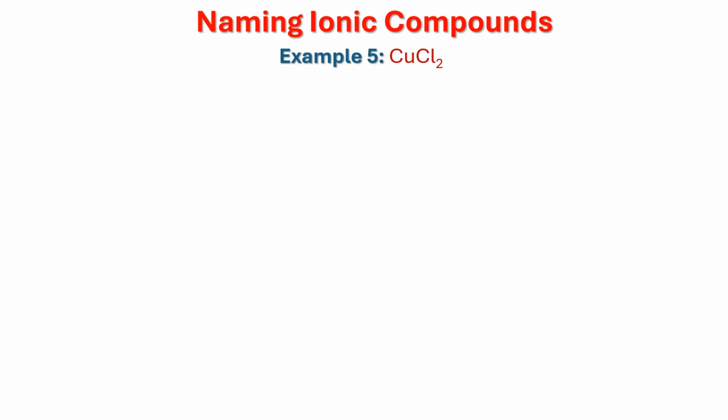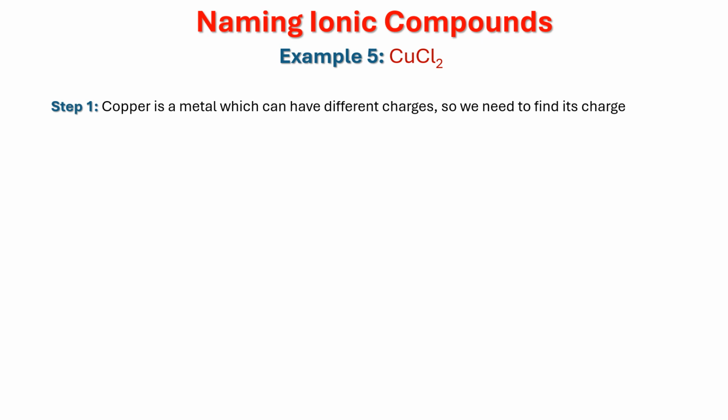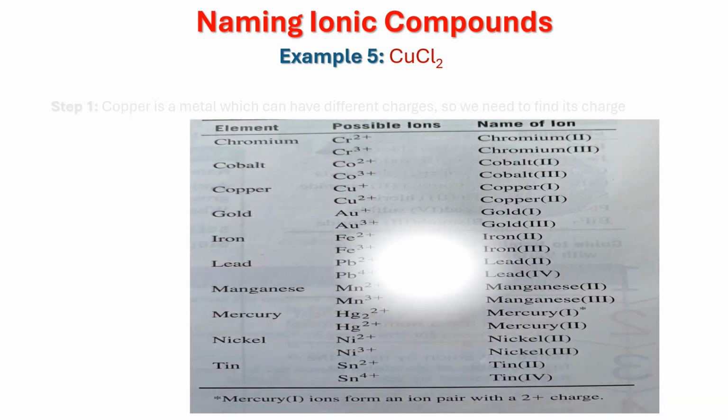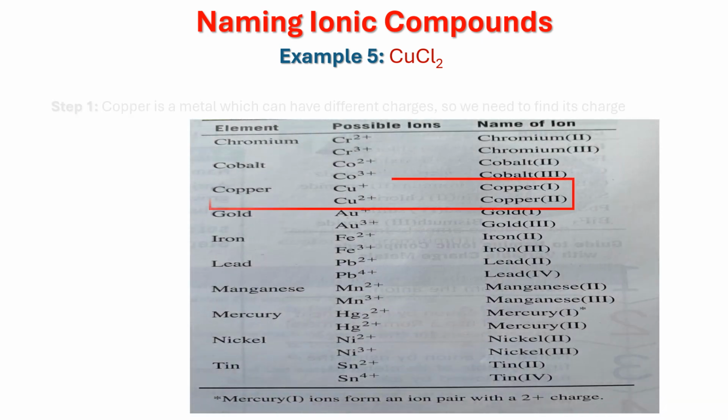Now, this one is a little bit different. Example 5, CuCl2. Copper is a metal which can have different charges, so we need to find which charge we're dealing with. So copper could have a charge of +1 or +2. So we need to check to see which one we have here in this example.